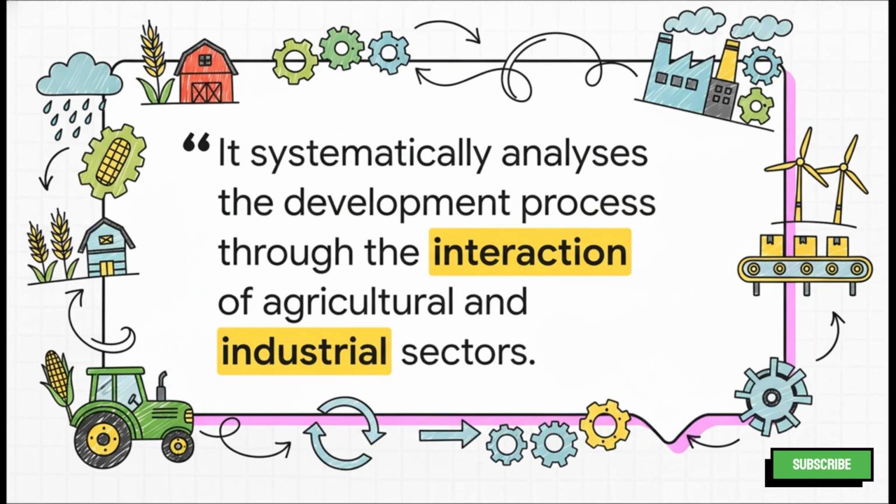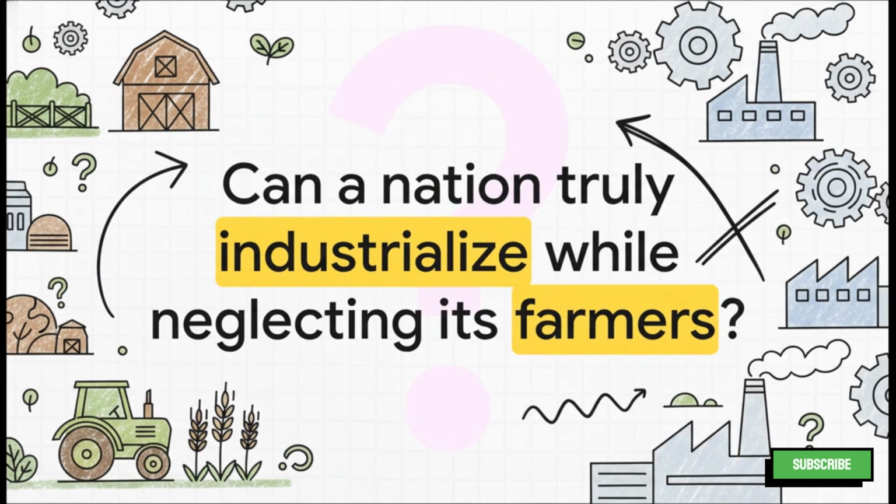But despite those criticisms, the real genius of this model is right here. It systematically shows that the development process only moves forward through the interaction between industry and agriculture. Neither one can succeed without the other. They are completely intertwined. So we'll leave you with this question to think about. Can a nation truly become an industrial powerhouse while neglecting its farmers? The Fei Ranis theory has a pretty clear answer.